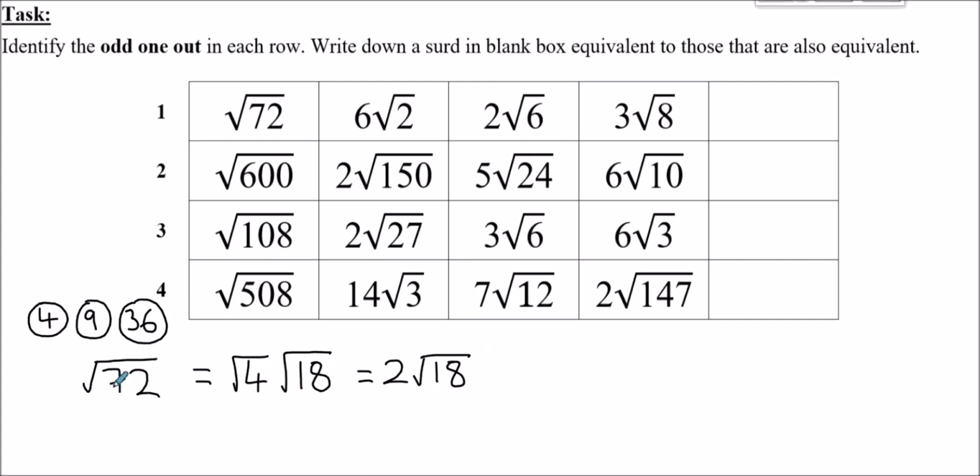It's also the same as root 9 times root 8, because root 72 is the same as 9 multiplied by 8, so we can partition this root off into a 9 and an 8. Now, root 9 is obviously 3, and we can leave root 8 as root 8. So now we can see that we've got 2 which are the same. We've got root 72, which is the same as 3 root 8. So we've found a pair which are the same. Let's just try as well, though, splitting 72 into 36 and 2.